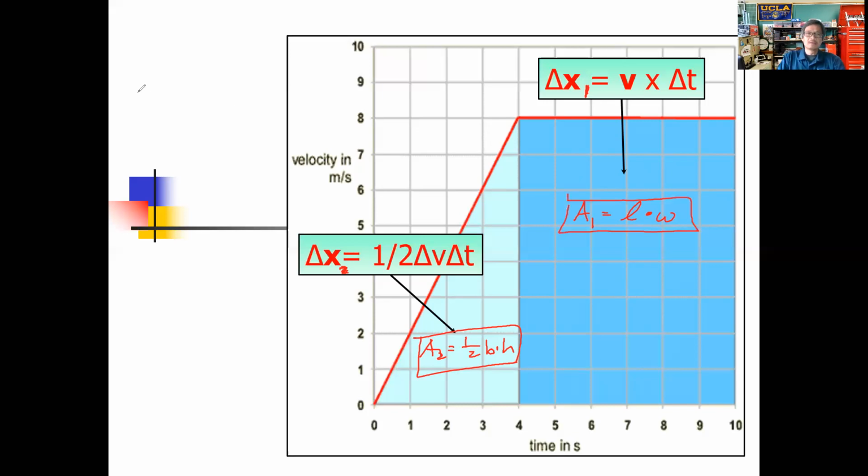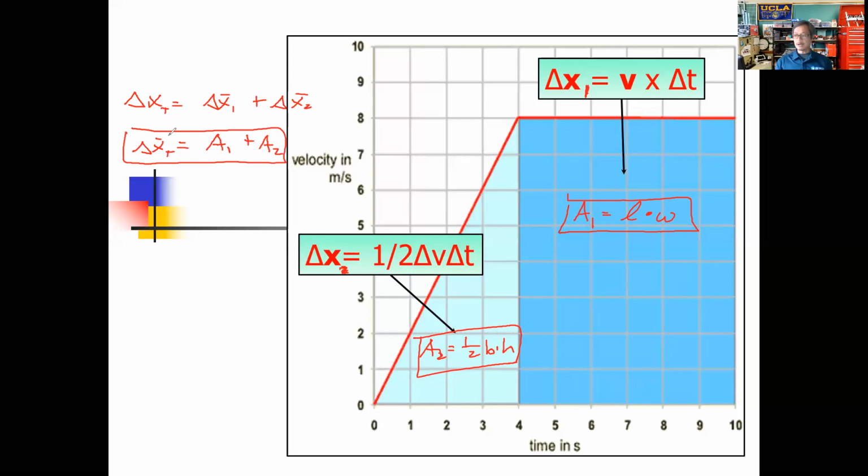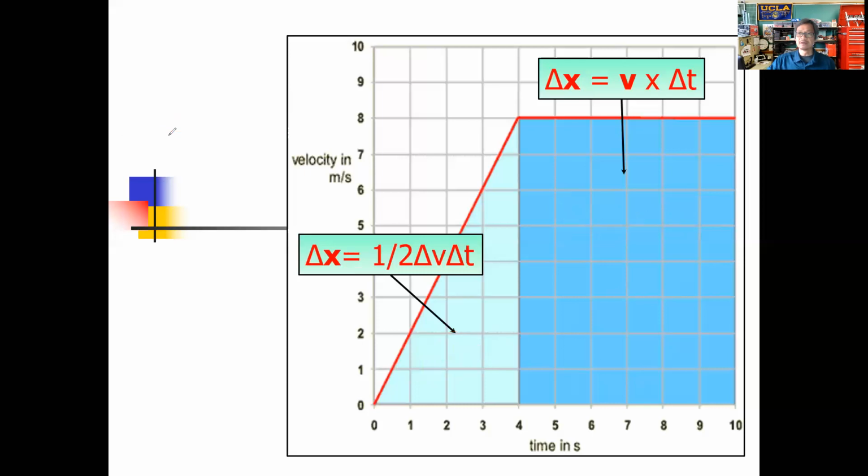And so to find the total displacement, we would have to find the displacement from the constant zero acceleration and add that to the displacement for the constant non-zero acceleration, which means we would add together the area for the rectangle plus the area for the triangle. That is how we will find the total displacement using graphs here. So keep that in mind as we work through this together.